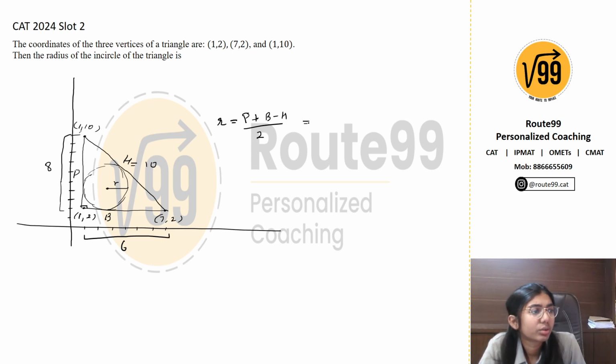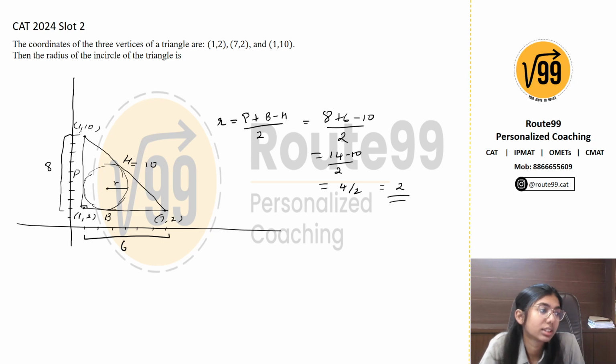So all you need to do is substitute here. 8 plus 6 minus 10 by 2, 14 minus 10 by 2, 4 by 2. Your answer is 2.